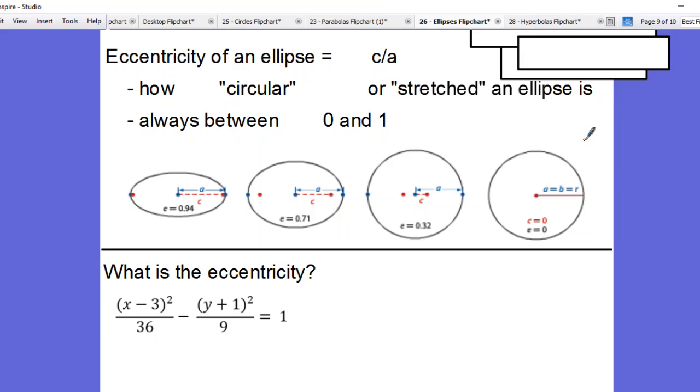The last part is the eccentricity of an ellipse. The eccentricity of an ellipse is c over a, and that tells how circular or stretched an ellipse is. So the eccentricity is c over a, so try working and solving for c.